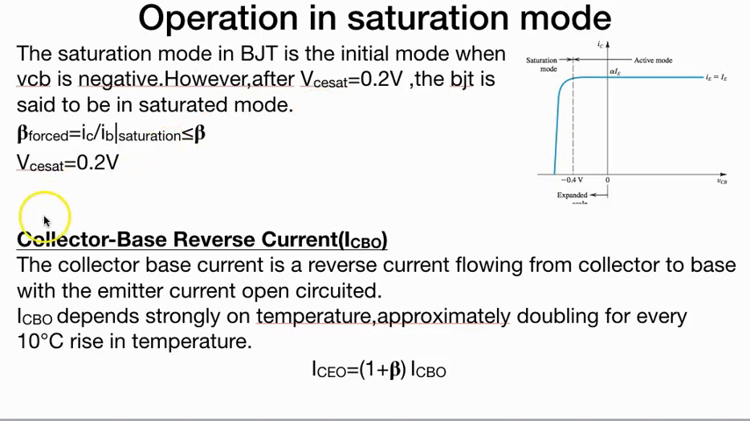The collector base reverse current is the current flowing through the collector base region in the reverse direction when the emitter is open circuit. ICBO doubles for every 10 degree rise in temperature, and ICEO is (1 plus beta) times ICBO. Then ICEO is greater than ICBO.